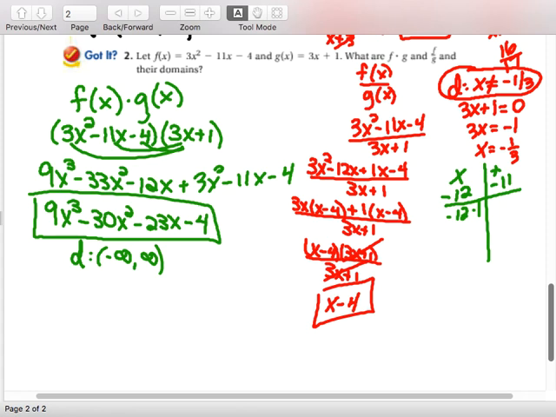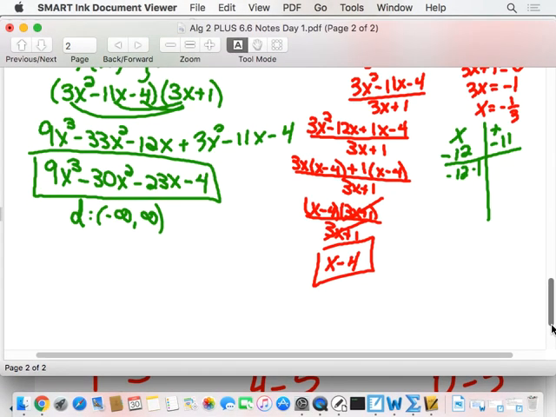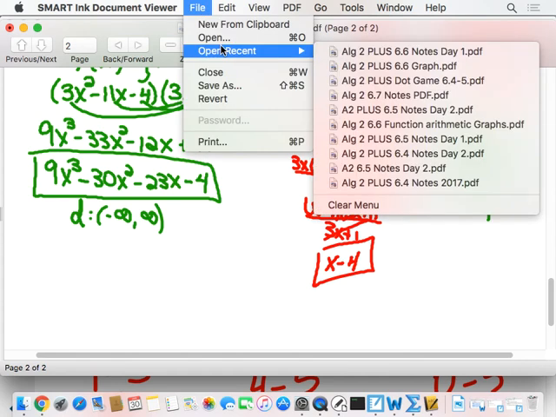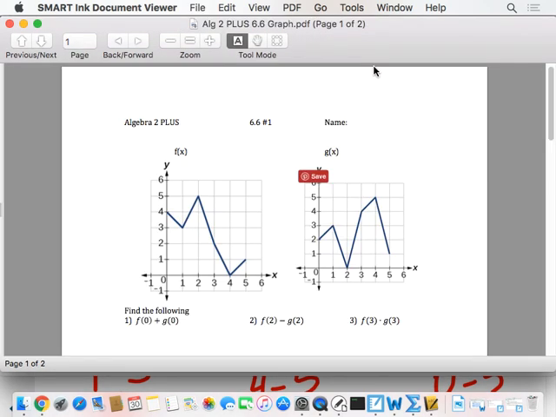All right, do you have that graph paper I gave you? Heck yes. It says 6, 6, I think number 1.